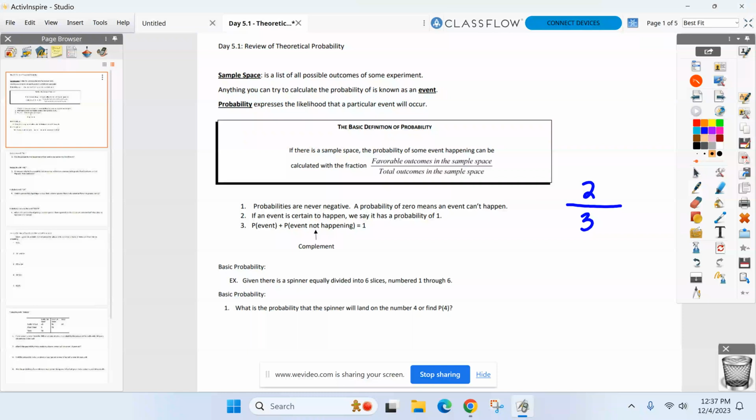Second thing, never negative. Always positive. What's the chance of rain? Negative 20%. What are you telling me? You're laughing because it sounds ridiculous, because it is. But keep that in mind. Anytime you answer a probability question for me, less than 1, never negative.